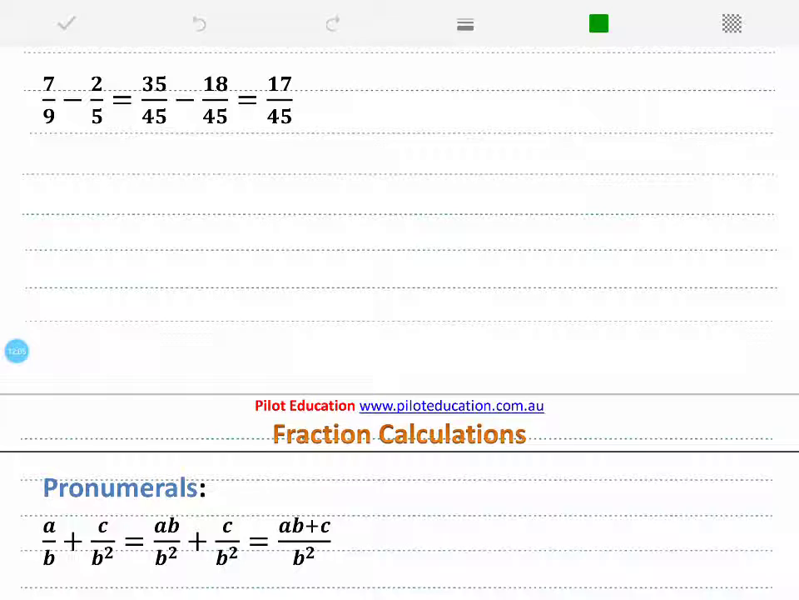The 9 becomes 45 by multiplying by 5. So 7 times 5, which is 35. Then 2 times 9, which is 18. So that becomes 35 over 45, take away 18 over 45. You just do the subtraction between the two numerators, 35 minus 18 equals 17, and copy the 45 here. And 17 is a prime number. You can't find any factor except 1. So that would be the simplest form as the final result.